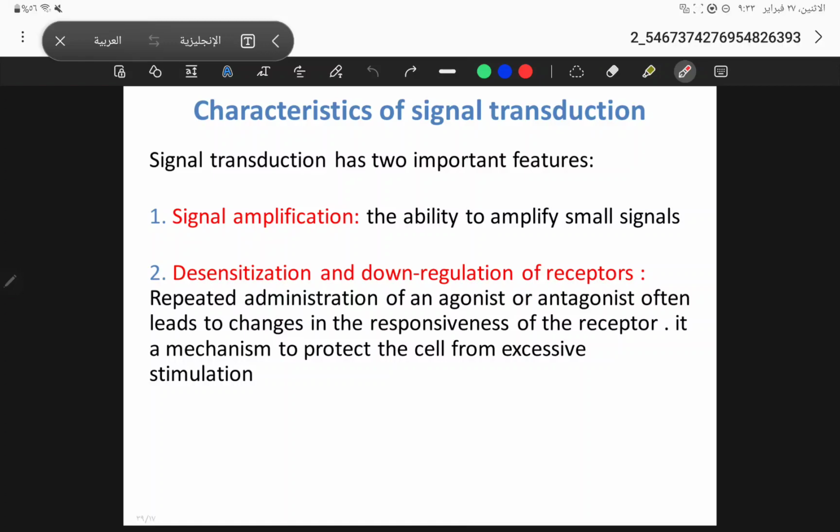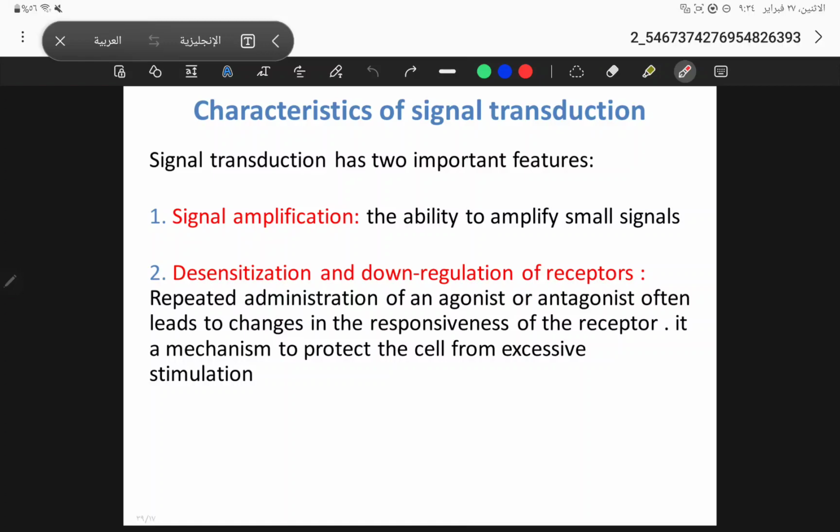I have an important thing also considering drug receptor interaction. We have a term called desensitization or downregulation. When you continuously give or administer the agonist for a long period of time, these receptors are not going to be activated anymore. Why? Or I have a reduced response after continuous administration.